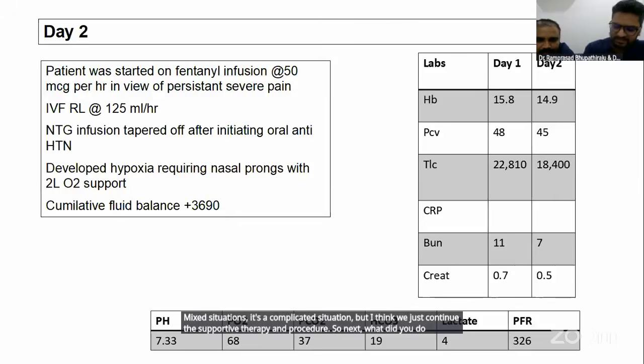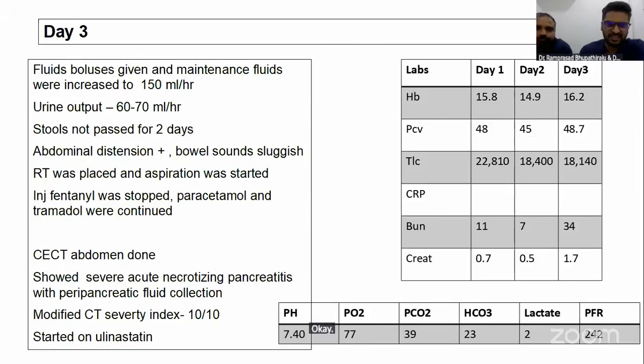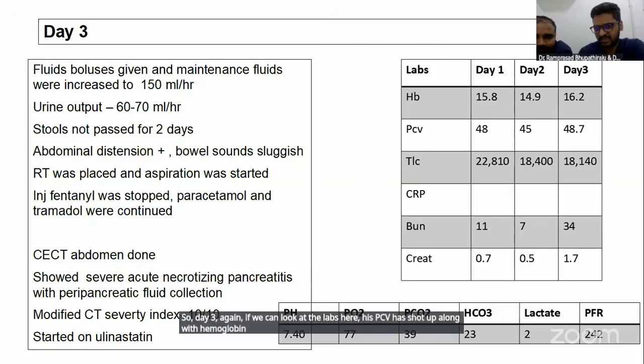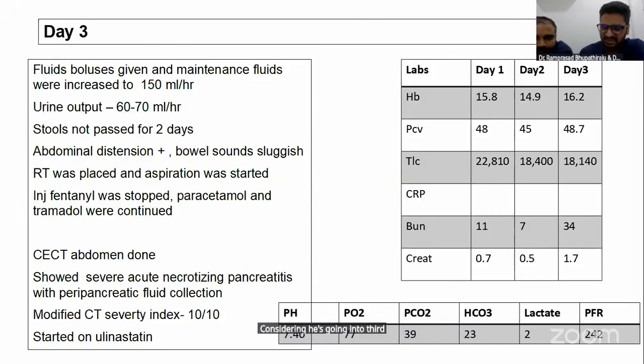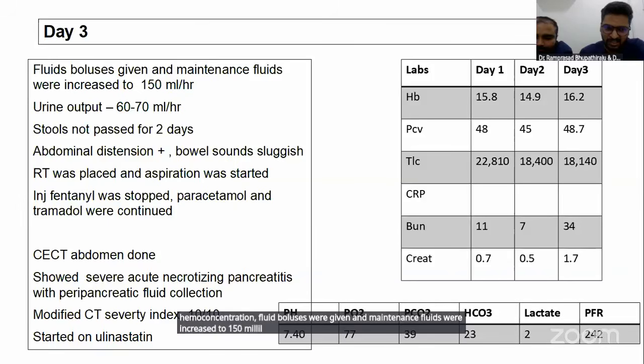Sure. So day 3, again, if we look at the labs here, his PCV has shot up along with hemoglobin. Both went up, and there is an increase in BUN, and creatinine shot up from 0.5 to 1.7. Considering he's going into third space losses and hemoconcentration, fluid boluses were given, and maintenance fluids were increased to 150 ml from 125 ml. His urine output was adequate, 60 to 70 ml per hour.